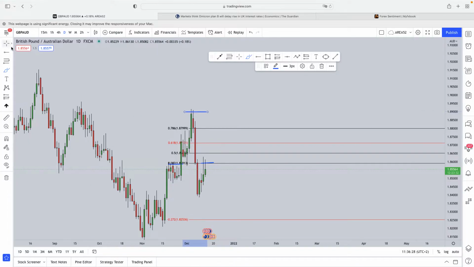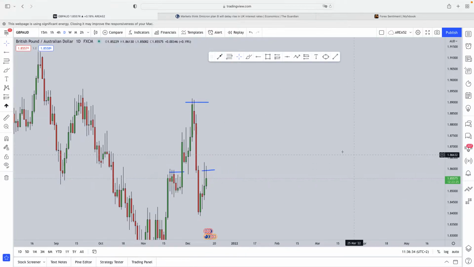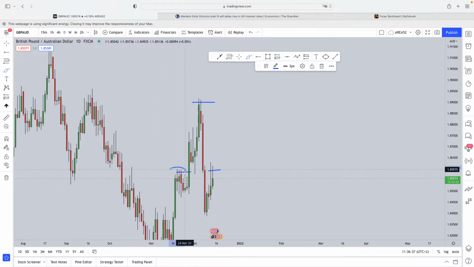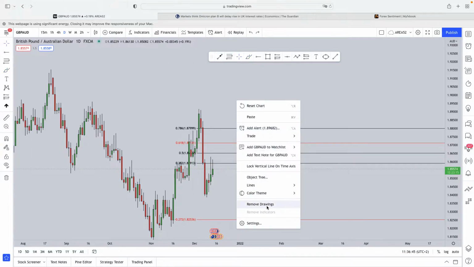In doing so, the market also now printed this head and shoulders pattern after rejecting the 38.2, because we've got a left shoulder, we've got a head, we've got a right shoulder, and the market is also testing previous daily support that is now turned resistance.